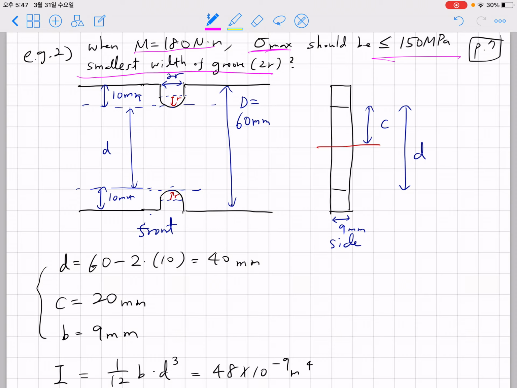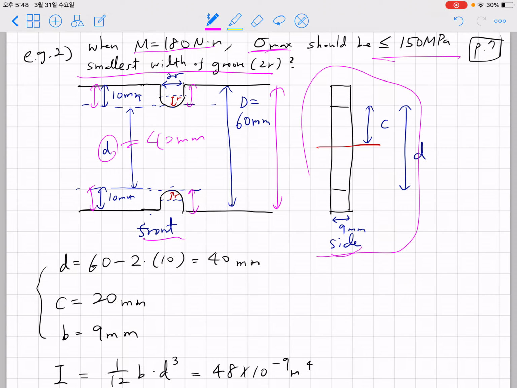So if we look at the geometry from the problem, we have the large distance of 60 millimeter. We have 10 millimeter and 10 millimeter depth to this sort of crack. So you can see that this d is 40 millimeter. This is the front view, and this is the side view. In the side view, the thickness is 9 millimeter, and this is 40 millimeter, and the distance C from the top to the centroid turns out to be 20 millimeter.